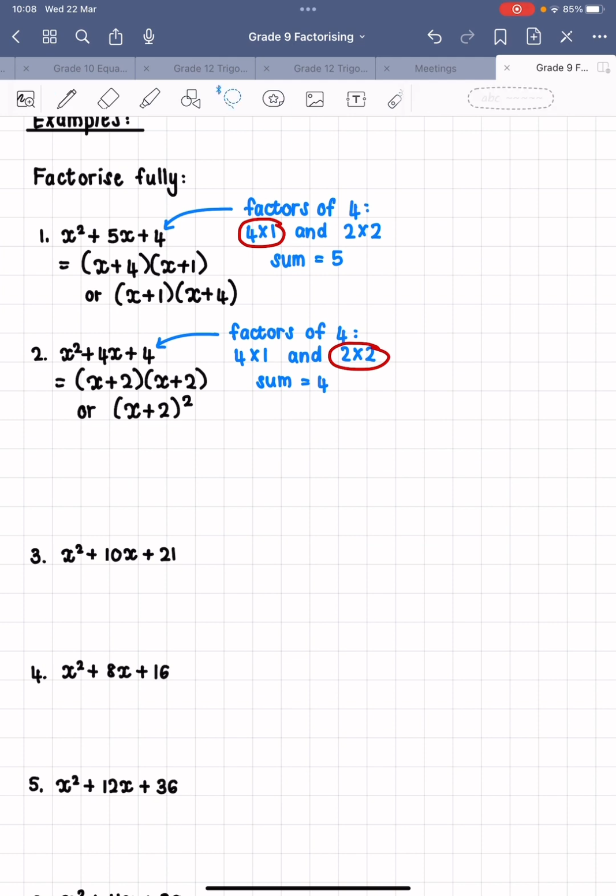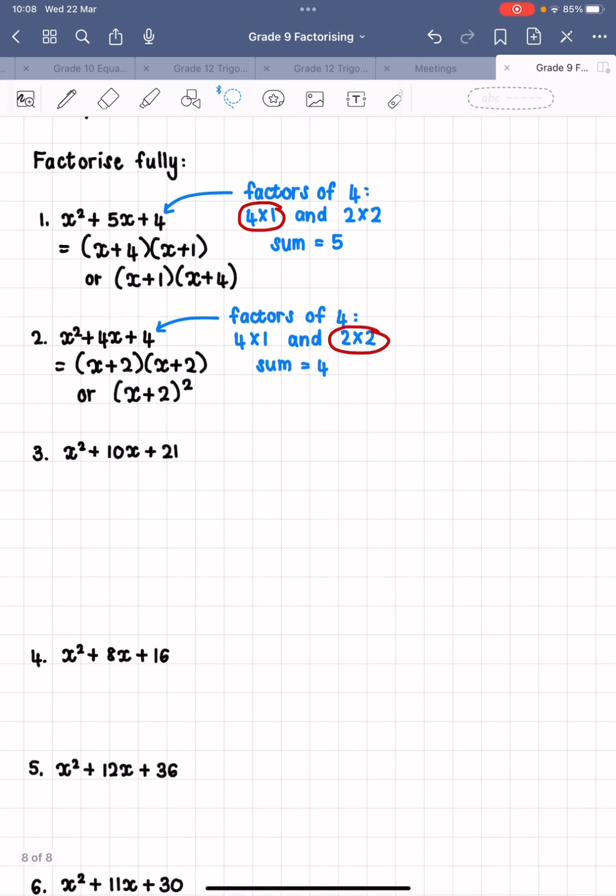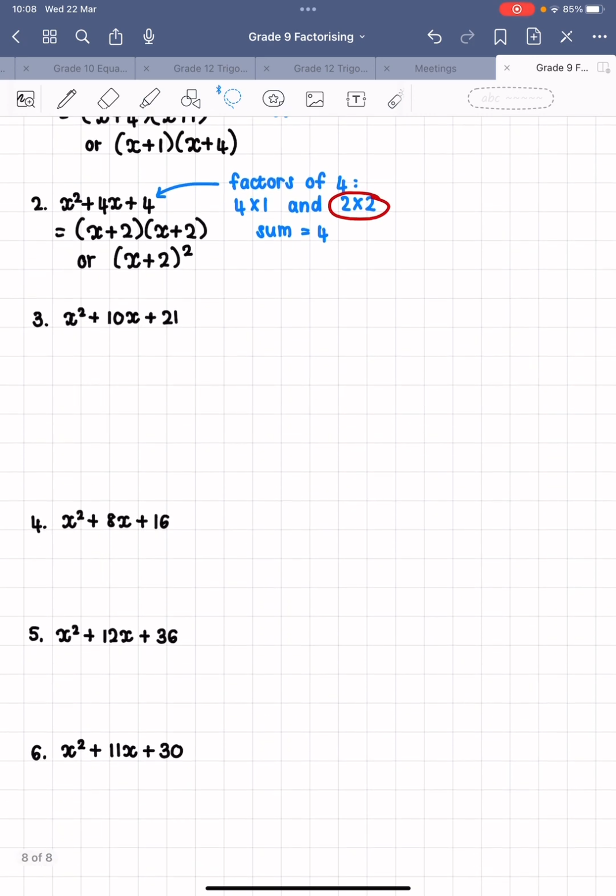Okay, let's look at another one that uses different numbers. So x squared plus 10x plus 21. Are my terms in the correct order? Yes. So I'm looking for factors of the constant term, which is 21. All right, what are factors of 21? 7 and 3, but we can also do 21 times 1, hey? That's a possible option.